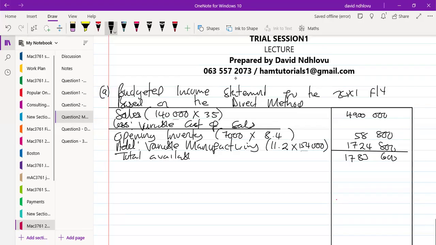Any questions on the calculations so far, good people? Are we clear? Hopefully we are. Let's go to the closing inventory.